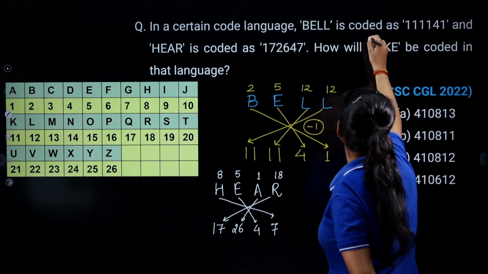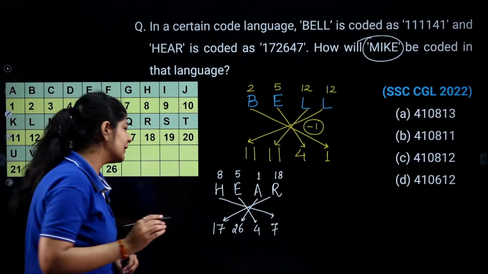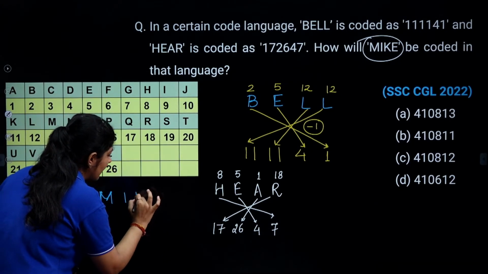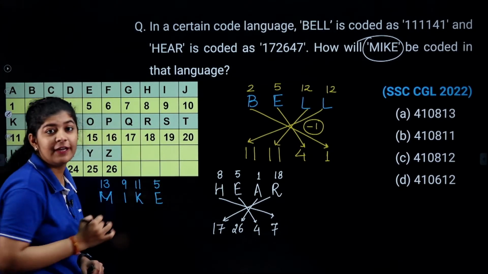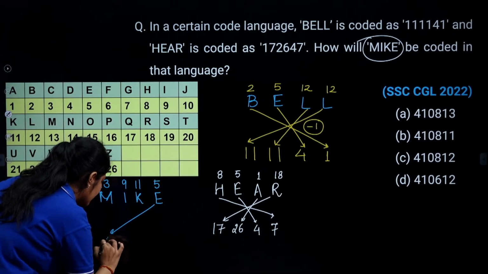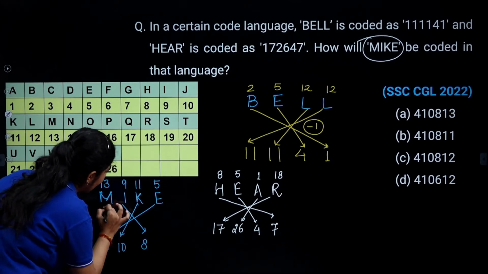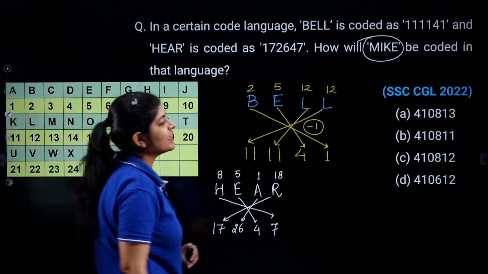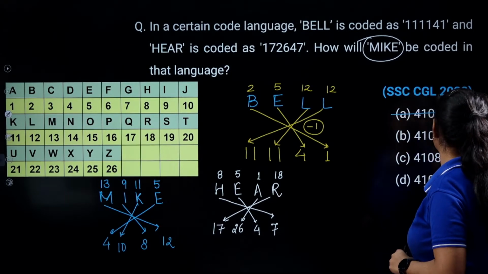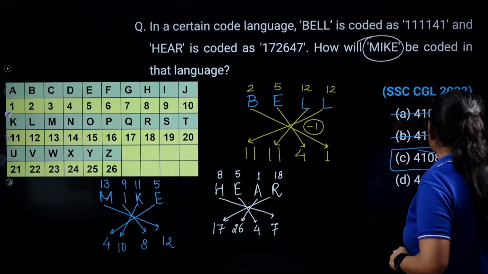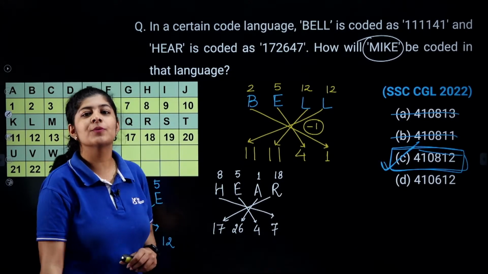So now what I have to do is identify the code for mic. For that, I need to write down the associated numbers with these alphabets: 13, 9, 11, and 5. So 5 minus 1 is 4. 11 minus 1 is 10. 9 minus 1 is 8. And 13 minus 1 is 12. So we just need to identify this code now: 4, 10, 8, 12. Yes. So the correct answer over here is option number C.